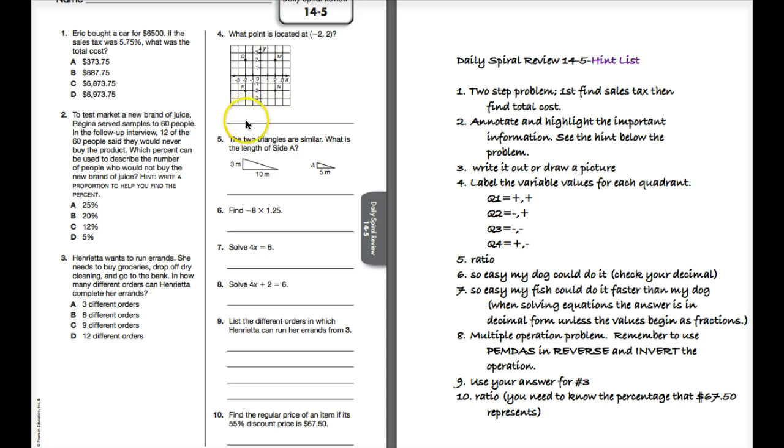Number 5 is a ratio. Very simple. You are now showing the proportionality between this triangle and this triangle. You are trying to solve for A. With all of this information, you should be able to do that quite easily.